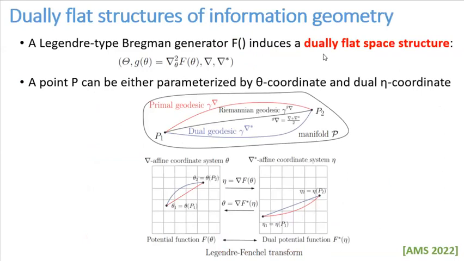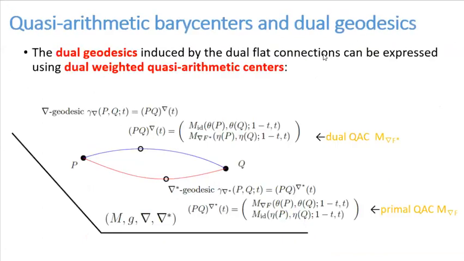And you can also show that those quasi-arithmetic averages are used to parameterize the dual points on the dual geodesics. I'm not going to show you, but basically, if I have two points, I have two dual geodesics, Nabla and Nabla star, and if I write in the coordinate system of theta or eta, I can write it as quasi-arithmetic averages. So this is a natural notion.